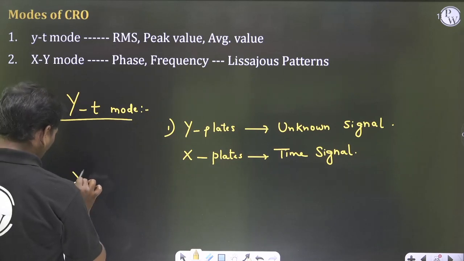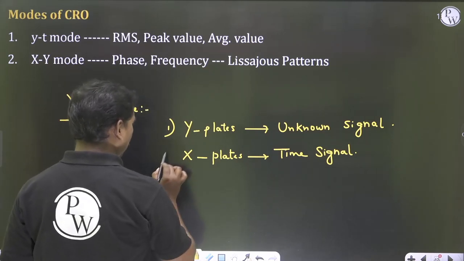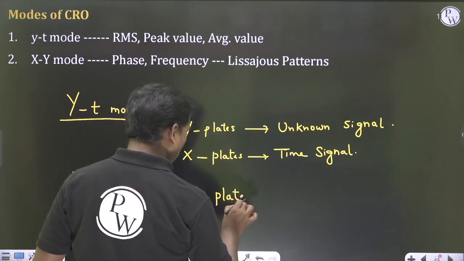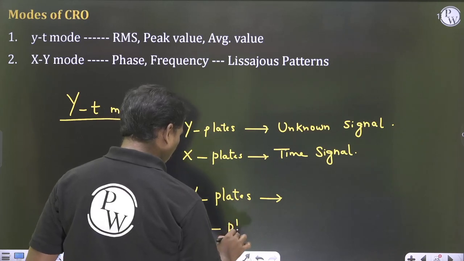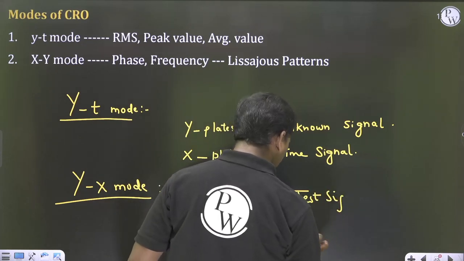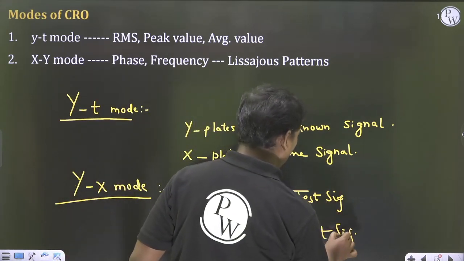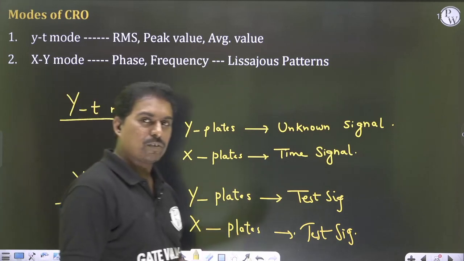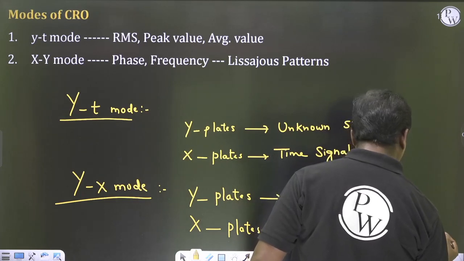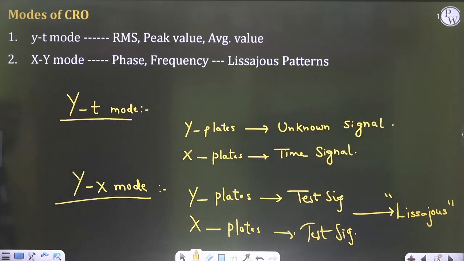Next comes the YX mode, or XY mode also, no problem. Here for the Y plates and also for the X plates you are giving test signals. When we give two sinusoidal signals, we are going to get some patterns. Those patterns are called CRO patterns.